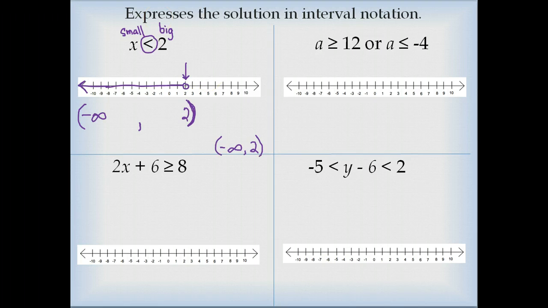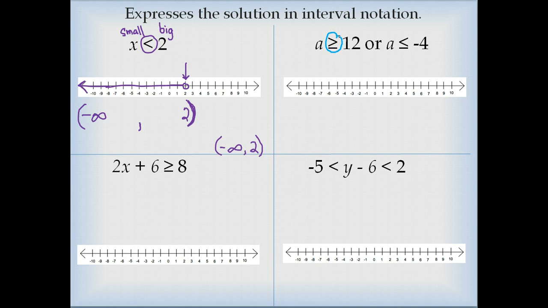All right, let's move on to the next one. I'll switch colors. Again, I'm going to graph each of these inequalities. I really have 2 inequalities here. I have a is greater than or equal to 12, or a is less than or equal to negative 4. So I'm going to just take one of those at a time.